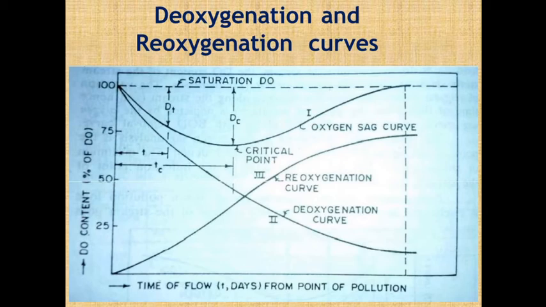So why does deoxygenation occur? Due to utilization of oxygen by microorganisms, and some of the oxygen is used by higher animals for their respiration. That's why deoxygenation occurs. And why reoxygenation? It is due to the supply of oxygen from the atmosphere, and also due to the supply of oxygen by the process of photosynthesis. So the reoxygenation curve goes higher and the deoxygenation curve goes lower. The combination of these both is the indication of the oxygen sag curve.